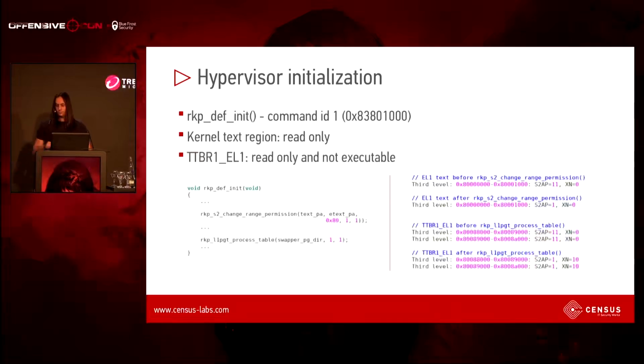The second command is RKP deferred initialization, RKP deferred init with command ID 1. It changes the kernel text region to read-only for stage 2 tables, so we cannot write to the kernel text region anymore. And TTBR1 and its subtables are changed to read-only and not executable, as we can see from the snippet on the right. We're going to see those in detail in our demo.